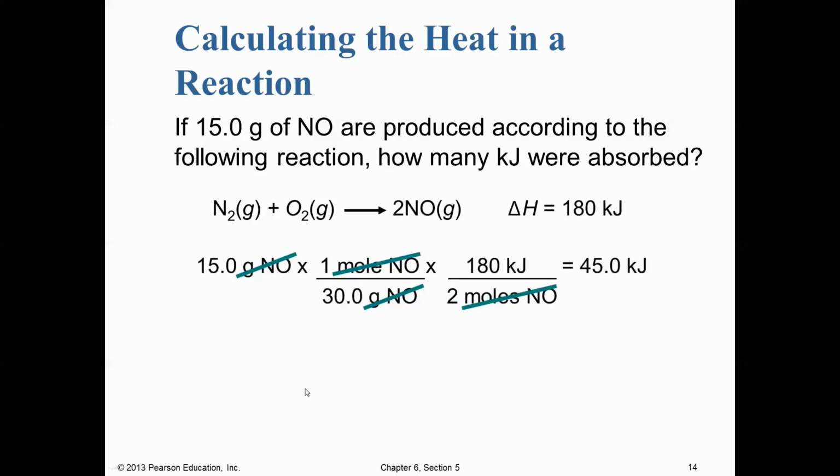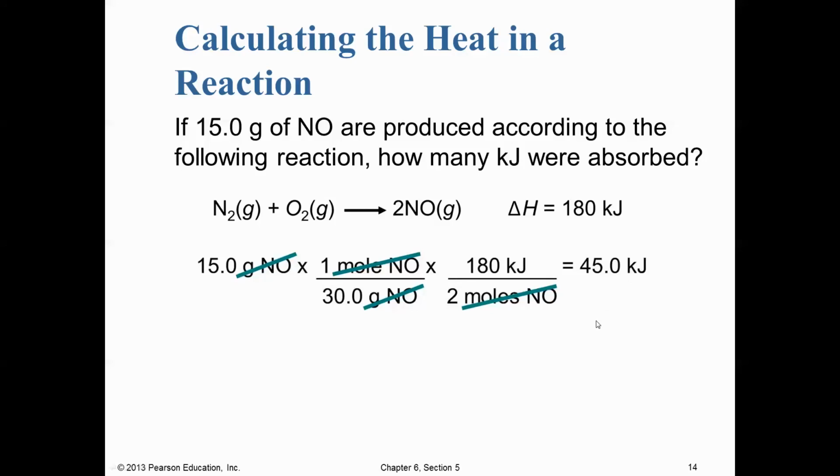So here's an example problem. If 15.0 grams of NO are produced according to the reaction below, how many kilojoules of heat were absorbed? So this is solved basically like a regular old stoichiometry problem. So 15 grams of NO, then we use our molar mass. So it's 30 grams of NO for every 1 mole, so grams of NO cancel. And now for our equation, for every 2 moles of NO that we produce, we're going to absorb 180 kilojoules of energy. So 180 kilojoules for every 2 moles. So this is essentially from our balanced equation. And we end up with 45 kilojoules of heat being absorbed by this reaction.